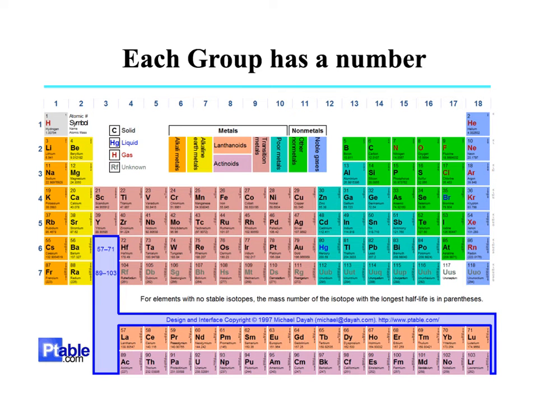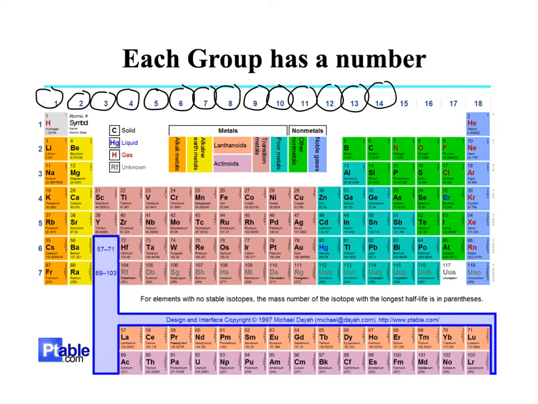If you look, each group or family is designated with a number. This number is not only for reference, all right, but you're going to see that if you are in the same column, the group or family, you are going to have similar traits to the one above or below you.